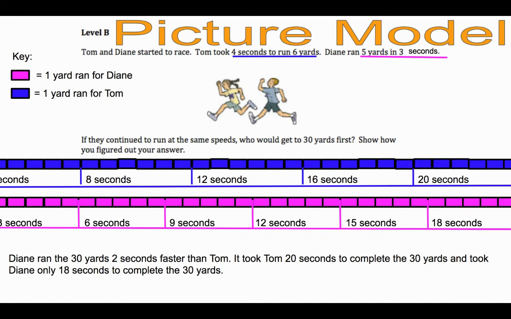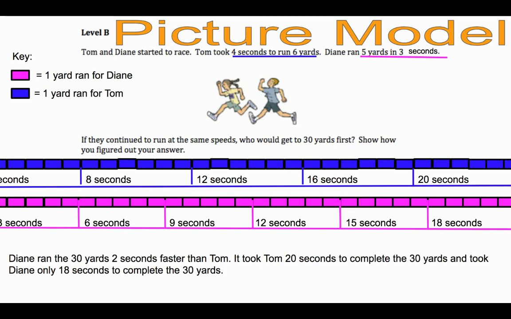And so we broke up the models into Tom running 6 of the yards within the 4 seconds. So then when he runs the next 6 yards, it's now 8 seconds and so forth. And so then this helps the students see, okay, he ran the entire 30 yards in 20 seconds. And then they can compare that to Diane's model, in which she was running less yards, but she ended up beating him in seconds.